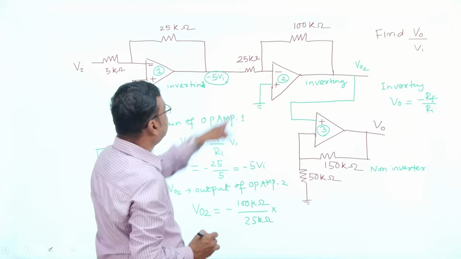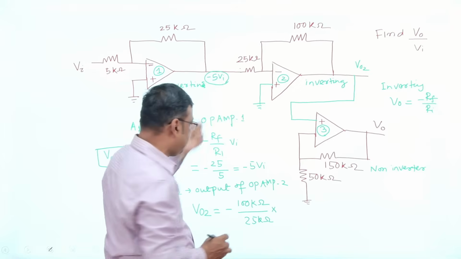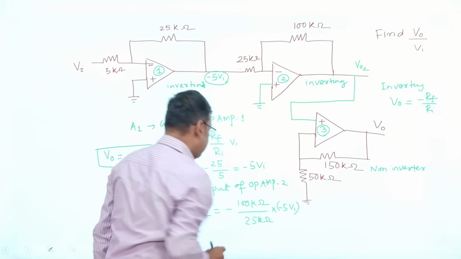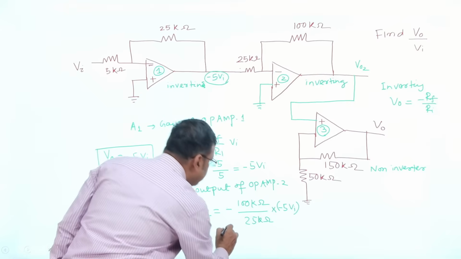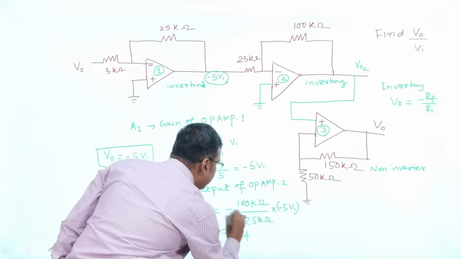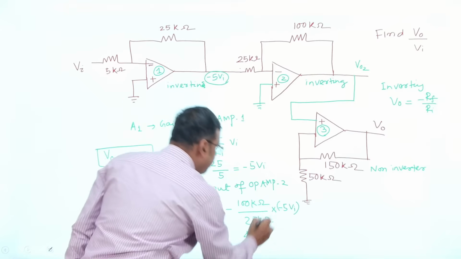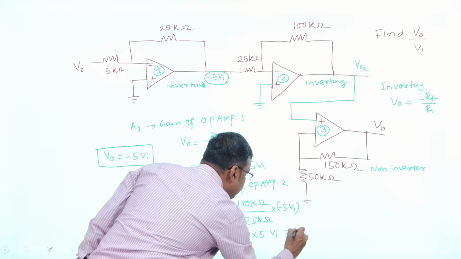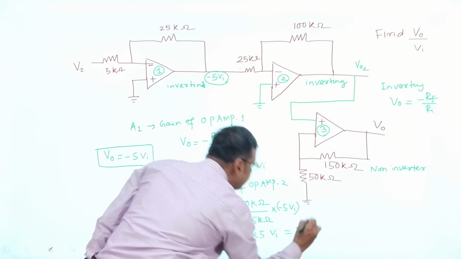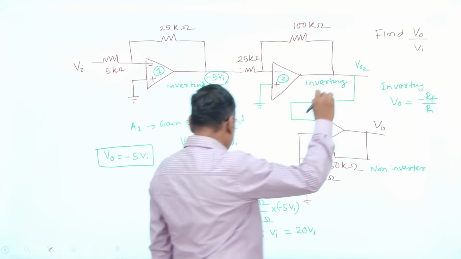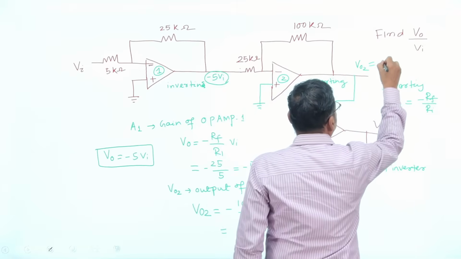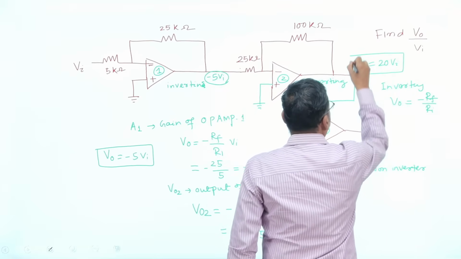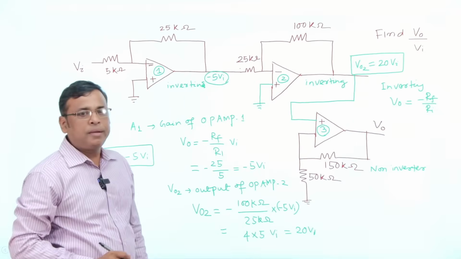Vi value is how much? Vi is your minus 5 Vi here. So that is your 100 by 25, that is your 4. Minus times minus is plus. 4 into 5 Vi, that is your 20 Vi. So V02 is nothing but how much? 20 Vi. The output of the second op-amp, that is your 20 into Vi.